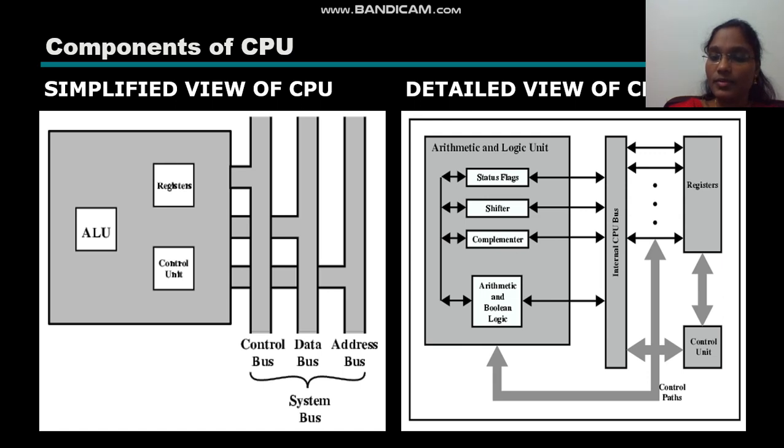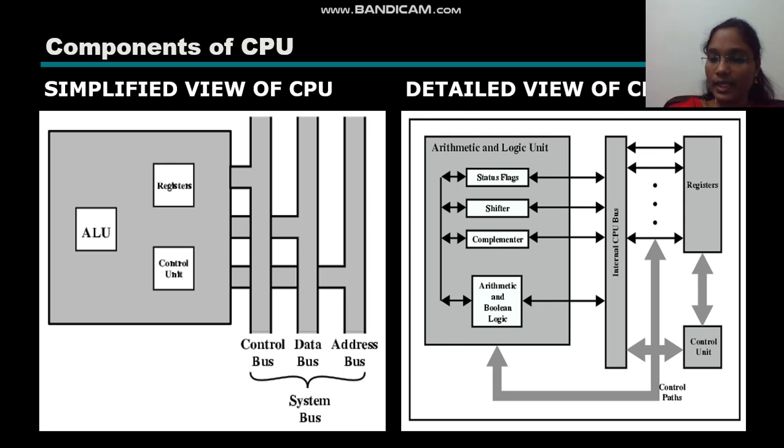Now in the detailed view we can see that the ALU will take the data only from the registers. The operands will be stored there. We have already seen registers like the memory address register, memory buffer register, IO address register, IO buffer register. All these registers carry the data or the address. So the ALU is going to take the data from the registers present inside the CPU. There is an internal CPU bus which helps to transfer the data between the ALU and the registers.